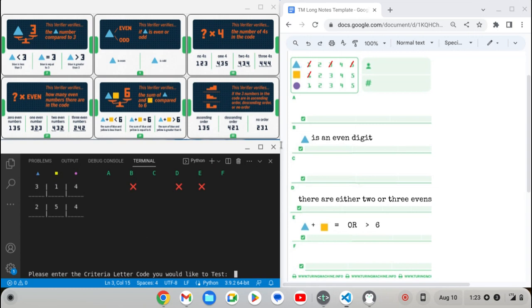Yeah, maybe if triangle is less than 3, again, we're deducing that there's 2 evens. Then how would you pick 1, 3, or 5? Well, I guess the ordering could decide that. Okay, well, let's go ahead and test.